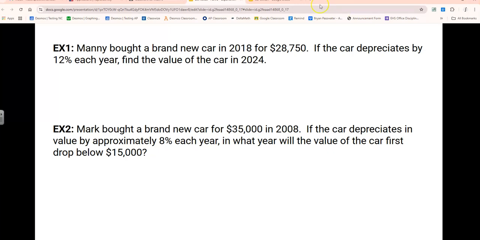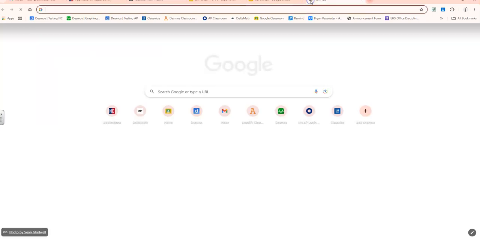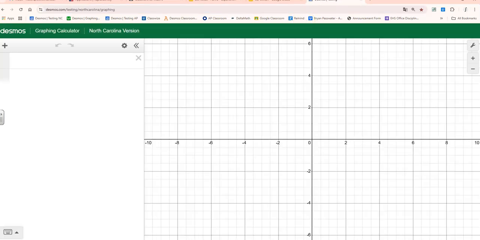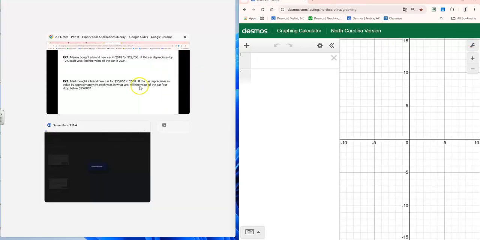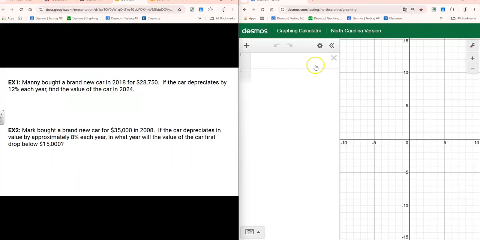Okay, so I'm going to pull up a Desmos graph here so we can think about what's happening to the numbers with this one, because since you guys are mostly of car buying age or getting very close to it, I think this is a really good thing for you to know. So what's going to happen here is you are going to buy your car. It's going to cost $28,750. Each year, the value is going to decrease by 12%.